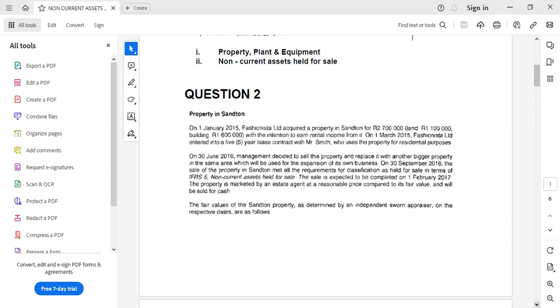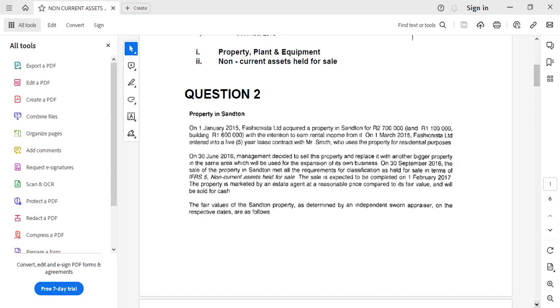The sale is expected to be completed on 1 February 2017. The property is marketed by an estate agent at a reasonable price compared to its fair value and will be sold for cash. Those are factors that support that the criteria have been met. Because for the criteria to be met, you should be actively marketing the asset, and you will be expecting to sell it at a price which is reasonable compared to its fair value.